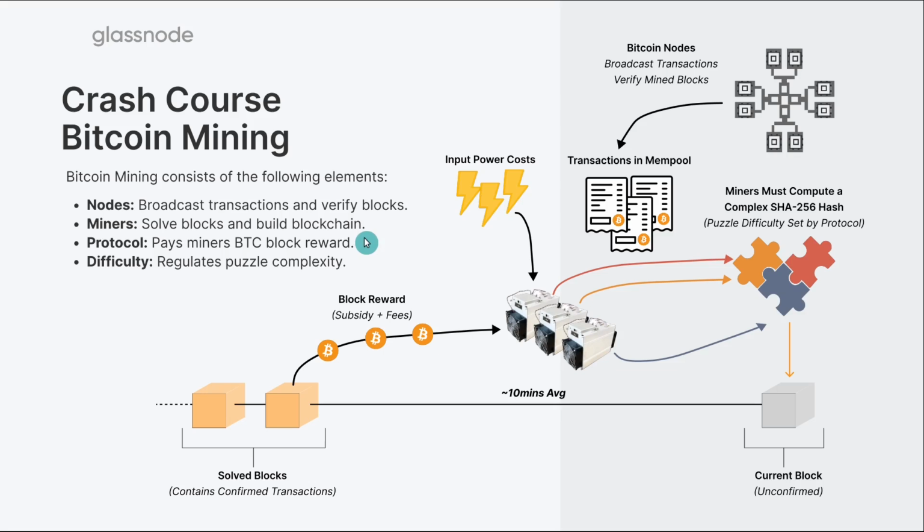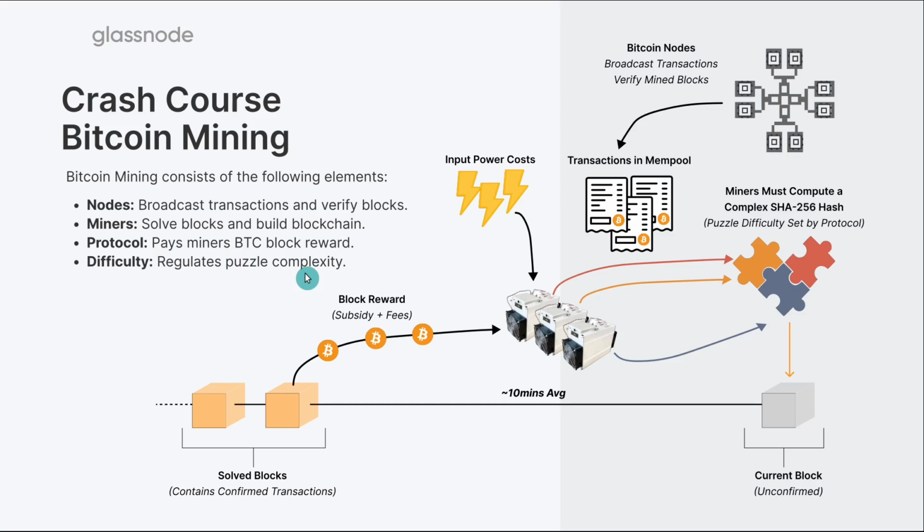Now, the Bitcoin protocol will then pay these miners for their service. They need to expend power and actually deploy hardware and capex to this problem. So therefore, the Bitcoin miners are paid with the Bitcoin block reward, which consists of both the subsidy and the fees. And then we also have the protocol difficulty, which we'll talk about a bit later on. And this is really regulating the puzzle complexity that the miners must solve.